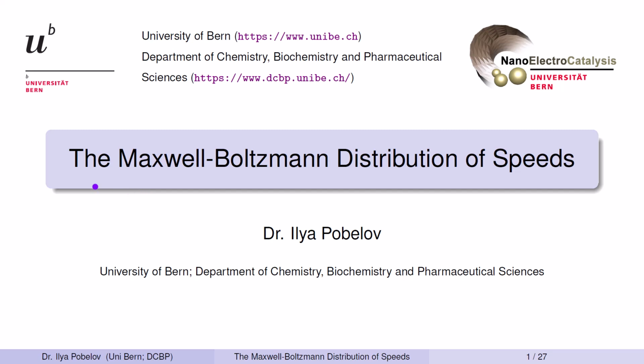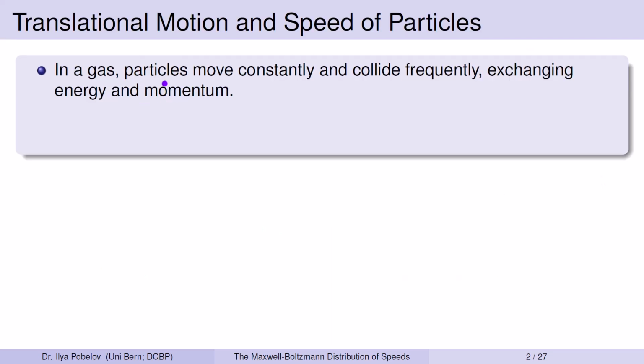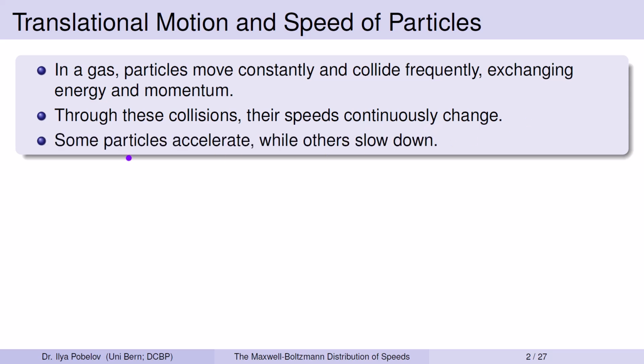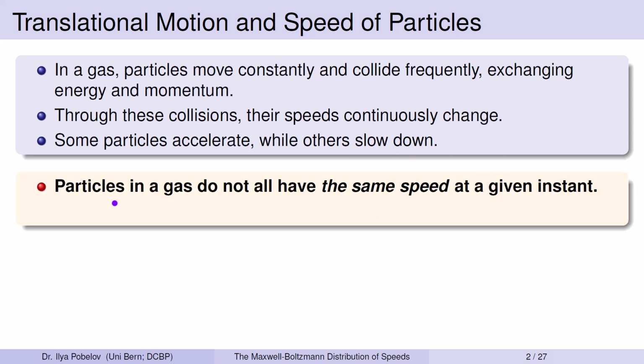In this module, we will explore the Maxwell-Boltzmann distribution of gas particle speeds. In a gas, particles move constantly and collide frequently, exchanging energy and momentum. Through these collisions, their speeds continuously change. Some particles accelerate while others slow down. Therefore, particles in a gas do not all have the same speed at a given instant. Instead, their speeds span a broad range.